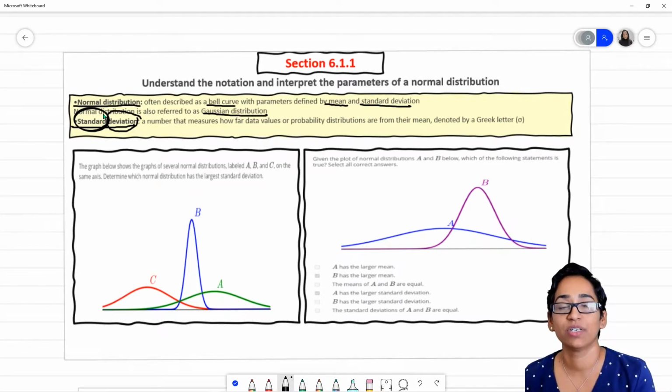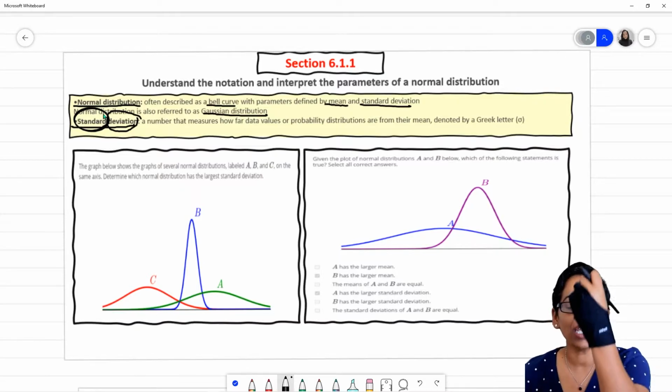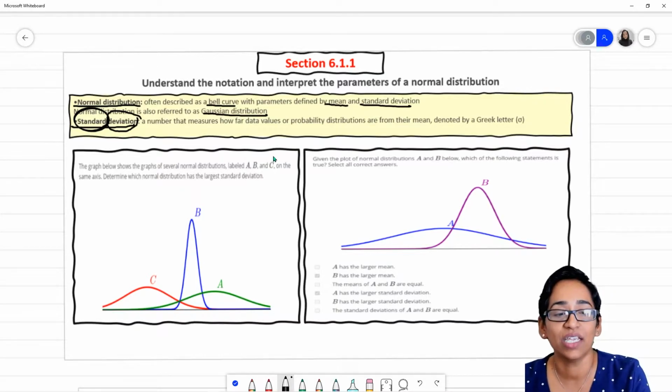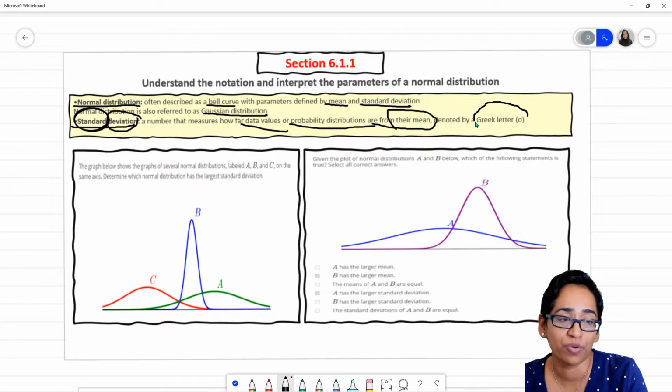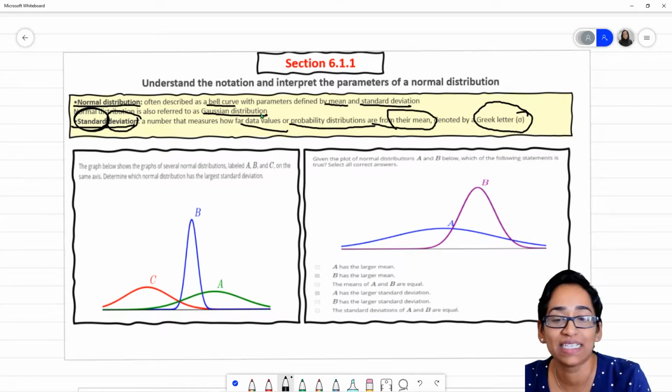But you might ask, Miss, what are you deviating from? Deviating from the mean. So standard deviation is nothing but the data values or the probability distributions deviating from the mean value. And how do you represent standard deviation? You represent it by a Greek letter called sigma.